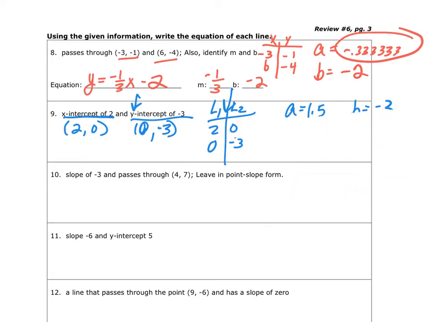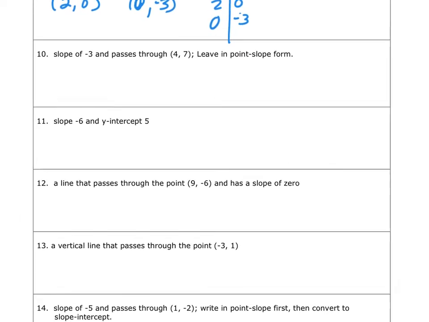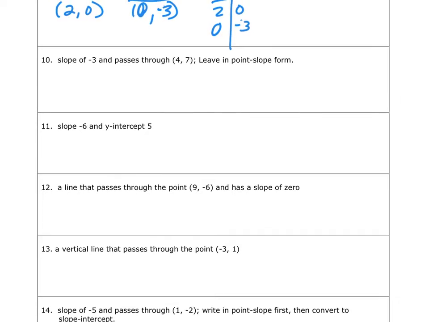Now, taking a look at problem number 10. Problem number 10 has a slope of negative 3, so I know m equals negative 3, and it passes through the point (4, 7). That means this is my x1 and this is my y1 value. It says to leave it in point-slope form. I'm looking at my formula chart, so I don't have to remember it. Point-slope form is y minus y1 equals m times x minus x1.